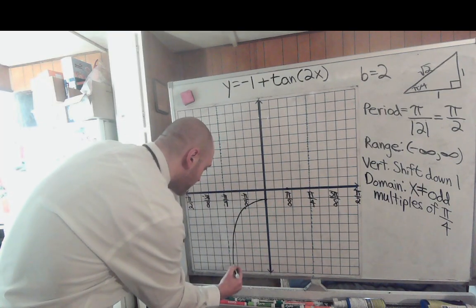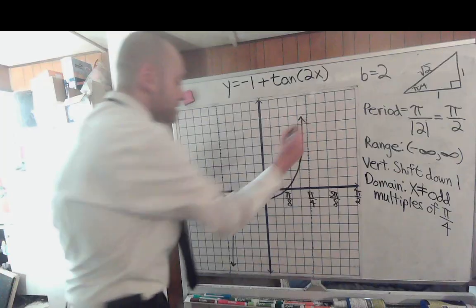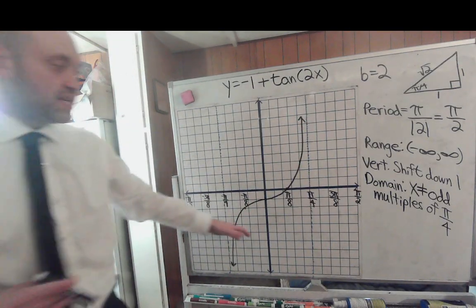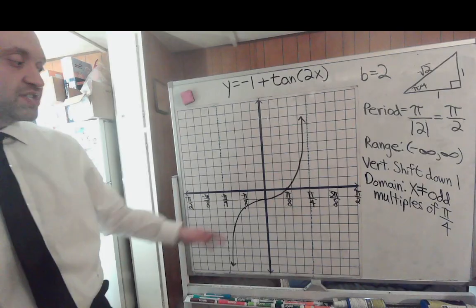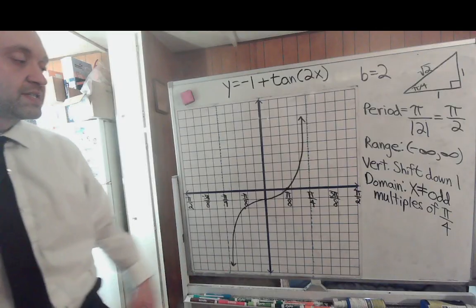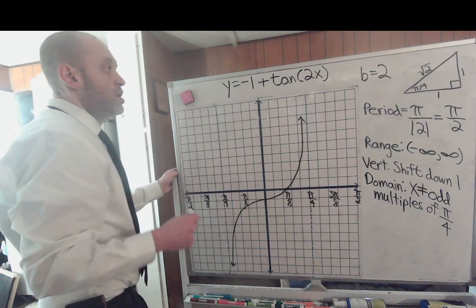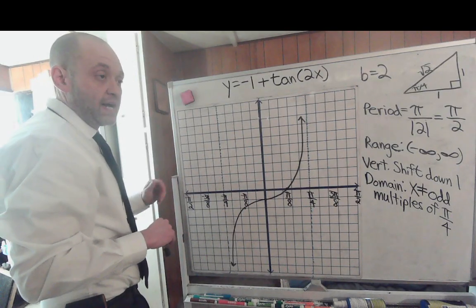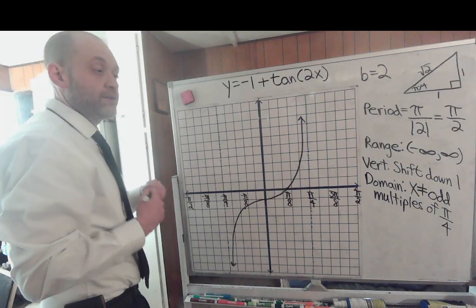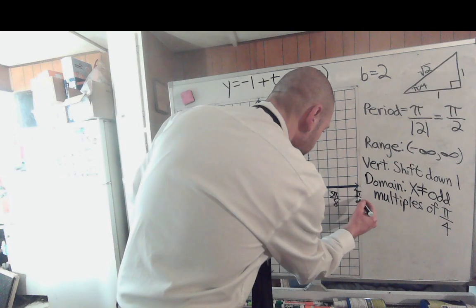So here's what my graph is going to look like with everything shifted down 1 unit. Still my range is negative infinity to infinity, I just have certain values that are shifted down 1 unit. That's the only difference. Now what if I put in pi over 2? Well, I would get the tangent of pi, which is going to be 0. Then I subtract 1, that would give me negative 1.